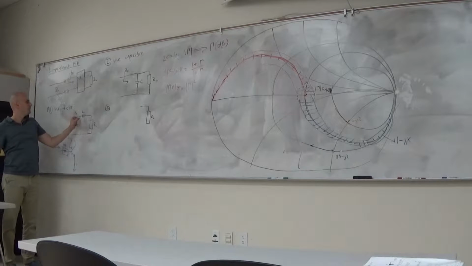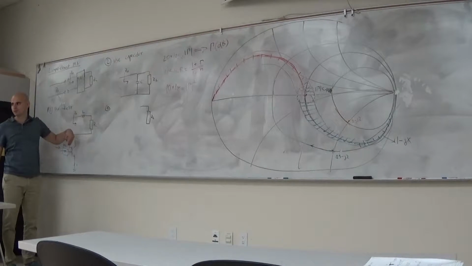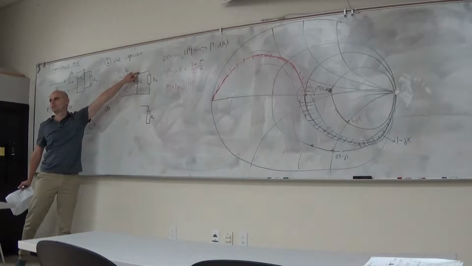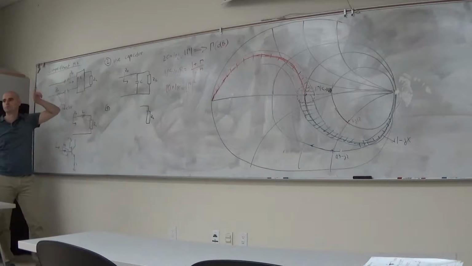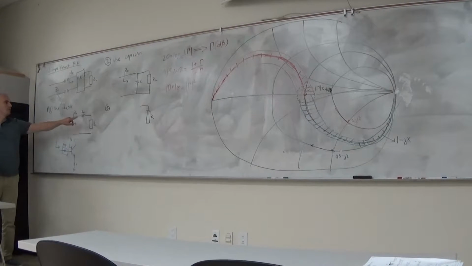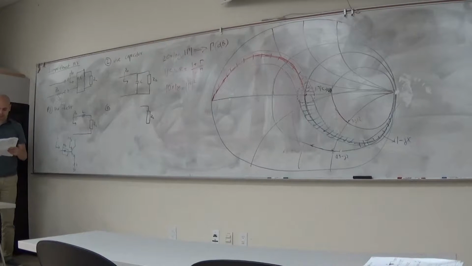But if you have an inductor that's in shunt, it's just going to short out the DC, and the capacitor is going to prevent the DC from coming in. It'll open it. So this is why those aren't practical, while these are practical matching networks.